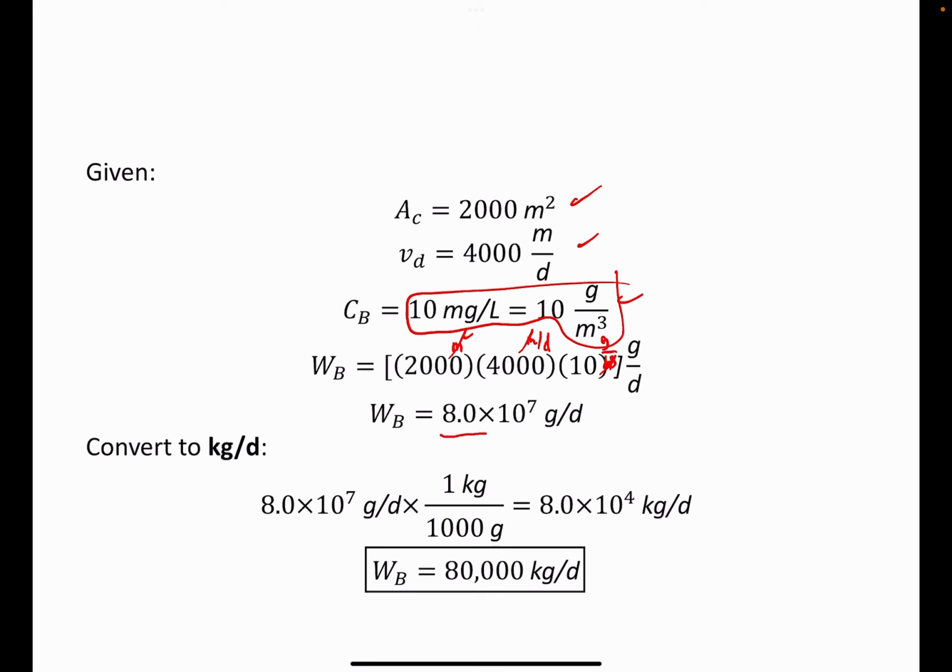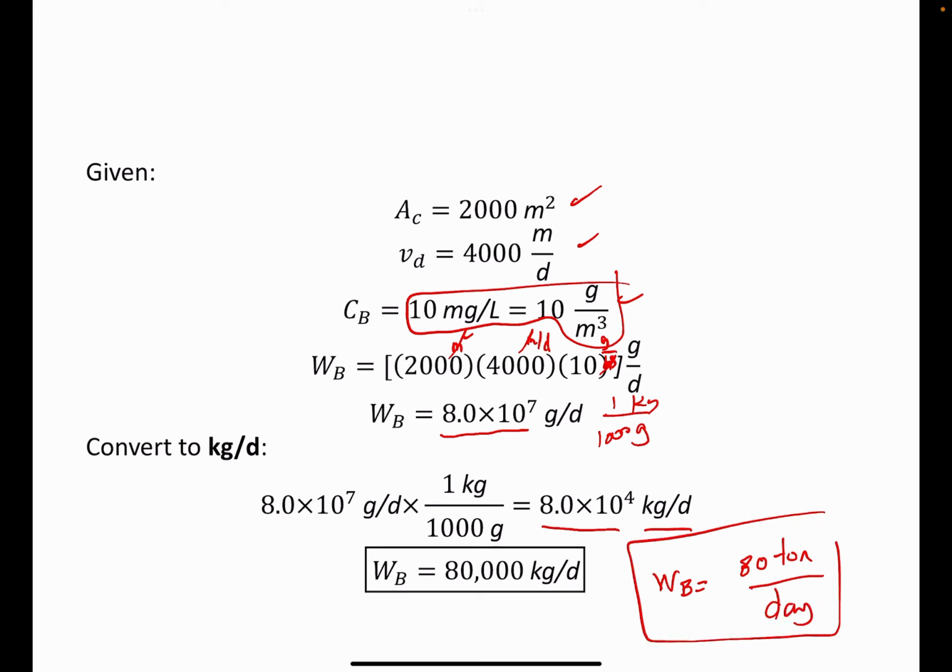It's going to be 8 times 10 to the 7 grams per day. Converting to kilograms, since 1 kilogram is 1,000 grams, that's going to be 8 times 10 to the 4 kilograms per day, which means 80 tons. So the loading of that conservative pollutant is 80 tons per day. Okay? So by knowing the concentration in the bay, we can know how much the stormwater runoff is loading into the bay itself. Thank you.